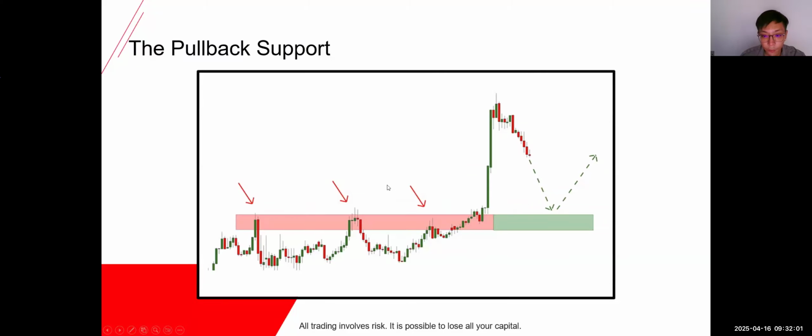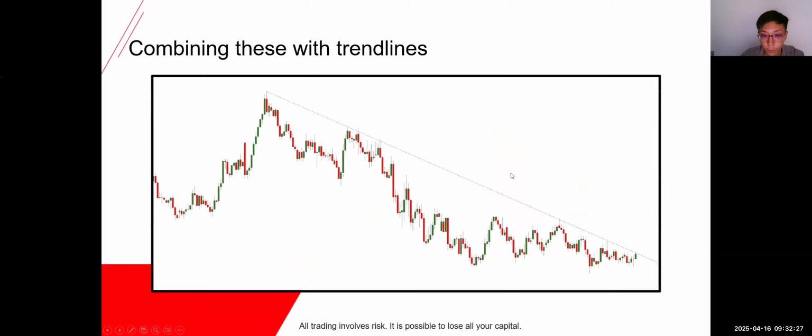Then the next thing, right here, we have a bullish engulfing candle. So we are looking for a pullback support trade, because price has broken through here, so we're looking for price to bounce off this pullback support to go even higher. Now, combining this with trend lines, how you can use it to your advantage.